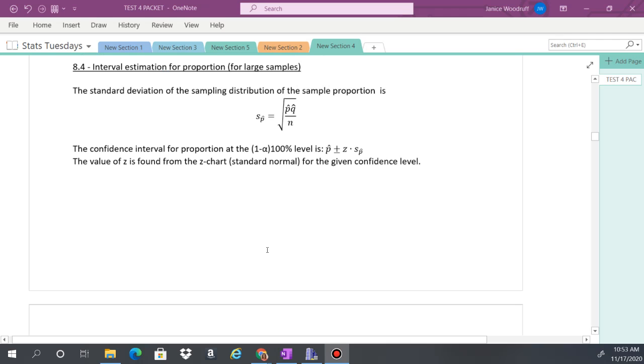Remember the standard deviation formula for p hat, okay, square root of PQ over N. Okay, and the confidence interval at the confidence level is going to be p hat plus or minus Z times the standard deviation of p hat. Okay, and then the value of Z is found from the Z chart for the confidence level.